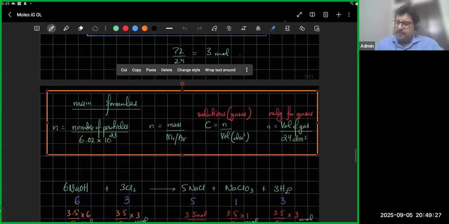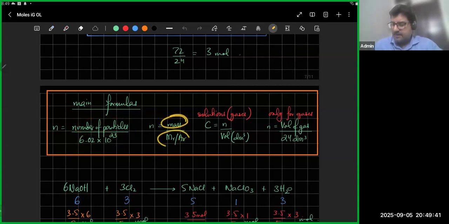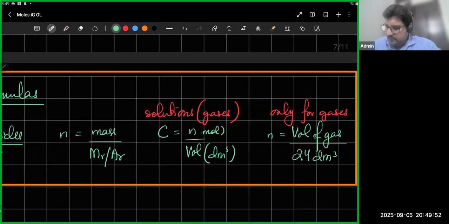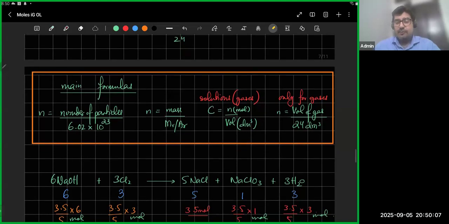हाँ, ये थे main formulas। I told you there were four main formulas, right? You had moles as number of particles divided by the Avogadro's number, that was formula number one. Moles is mass divided by molar mass. Concentration of a solution is the number of particles in moles divided by the volume, per unit volume. And then you had gases: moles was volume of gas divided by 24 dm cube. So that was moles.